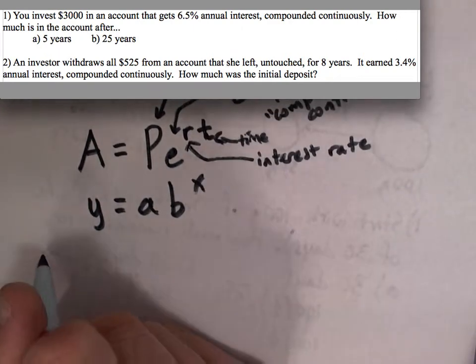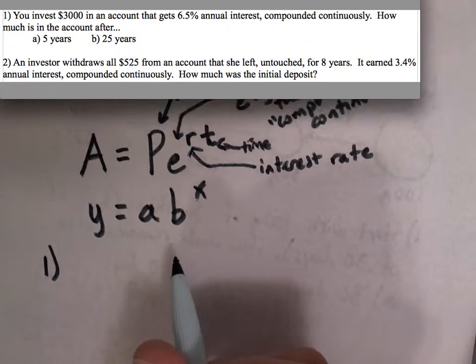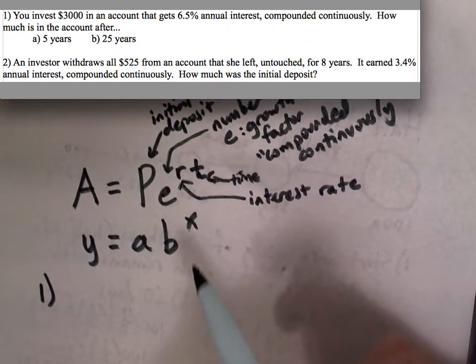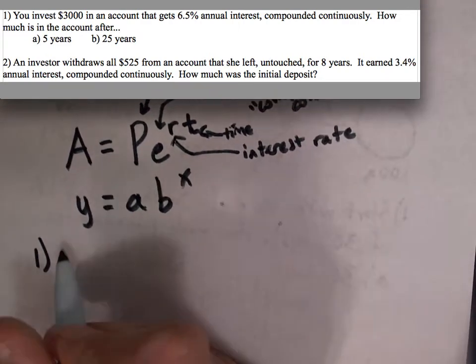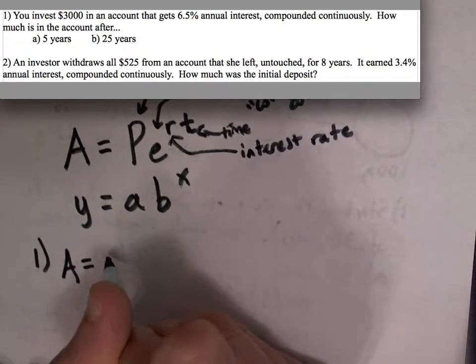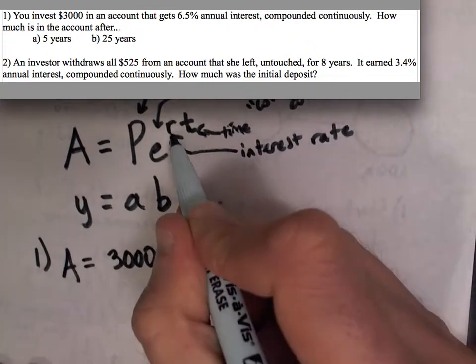Number one, you invest $3,000 in an account that gets 6.5% annual interest compounded continuously. That word continuously tells you that you are using e. You're using this e as your growth factor. So how much is in the account after 5 years? So our A equals, you can put y if you want, don't care, our initial deposit of $3,000 times e to the r times t.